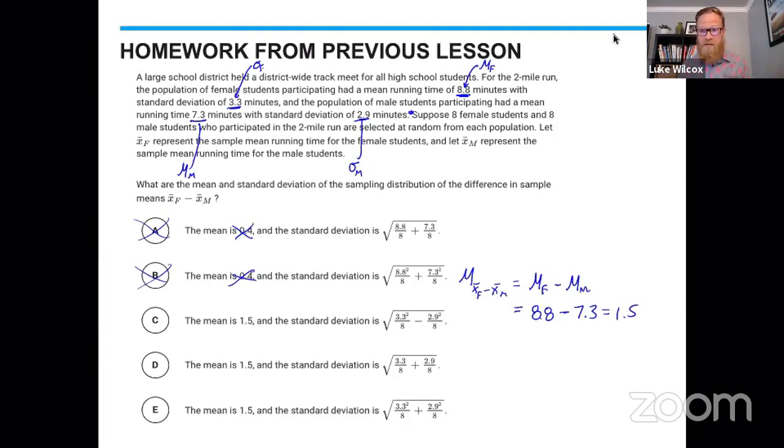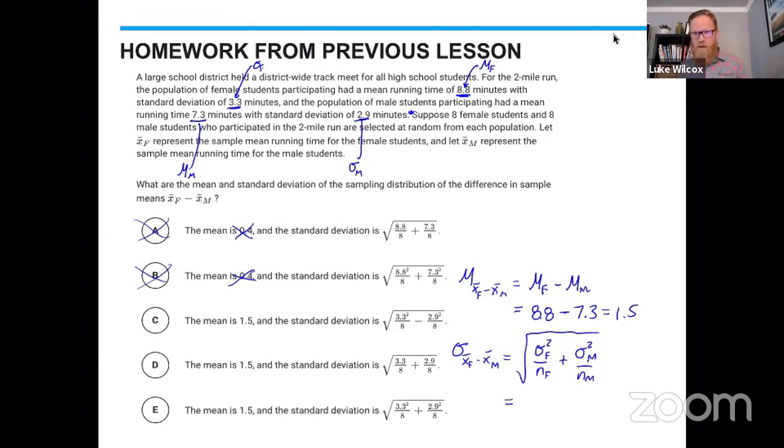Now it appears that we have to find the standard deviation in order to get the correct answer here. So in order to get the standard deviation of X bar sub F minus X bar sub M, remember, this is where we want to add the variances. So if I take the variance for the females, that would be sigma squared F over NF. And then I'm going to add the variance for the males, which would be sigma squared M over NM. And that gives me the variance, but I want to turn that back into the standard deviation. So now I need to take the square root of that whole thing.